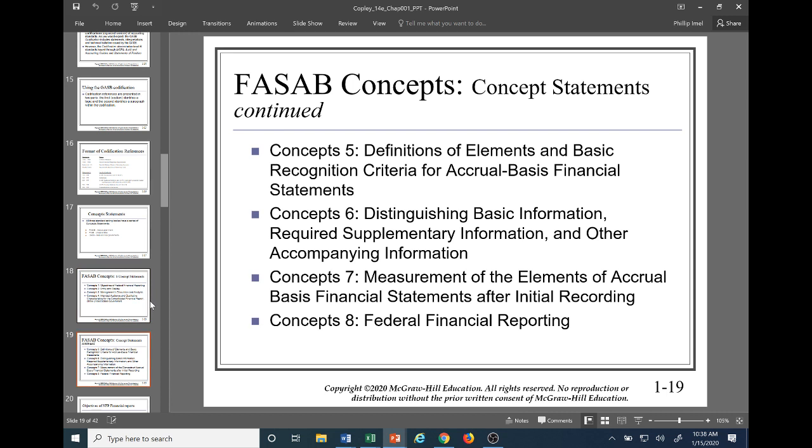Concept 5 is going to be the definitions of elements and basic recognition criteria for accrual basis financial statements. The sixth concept is distinguishing basic information, required supplementary information, and other accompanying information. The seventh concept is going to be measurement of elements of accrual basis financial statements after initial recording. And then concept 8 is federal financial reporting. So I know we kind of just moved through those, but that's just showing what the concepts are.